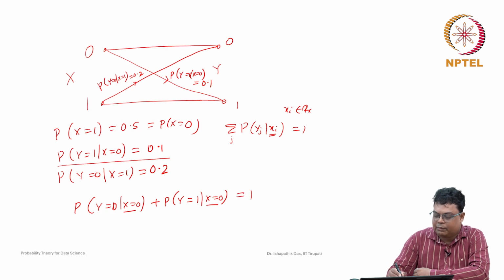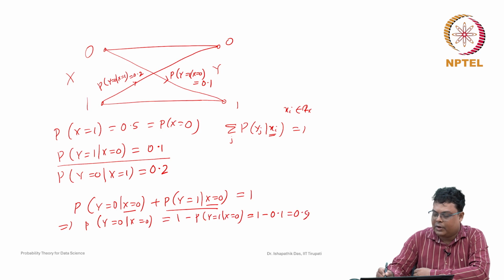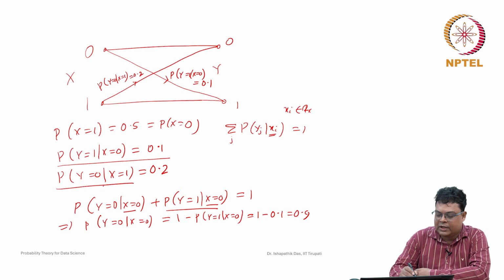Now, this value is provided as 0.1, which implies the probability that y is equal to 0 given x is equal to 0 will be 1 minus the probability of y is equal to 1 given x is equal to 0. So, this is 1 minus 0.1, which is nothing but 0.9.